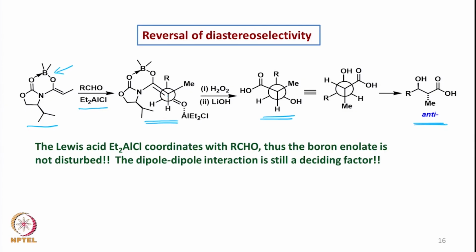So, this anti-aldol formation is essentially taking place because we have not broken the boron enolate, and therefore this diethyl aluminum as a Lewis acid allows the orientation of the transition state in such a way that we get the anti-aldol, which is the reversal of the diastereoselectivity.